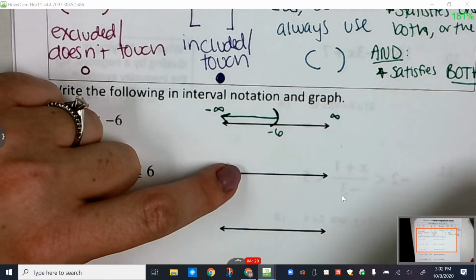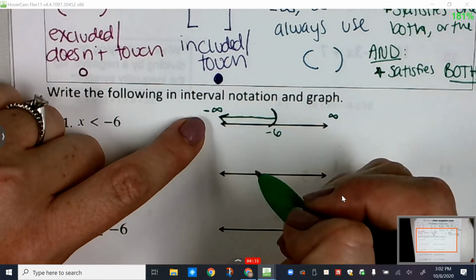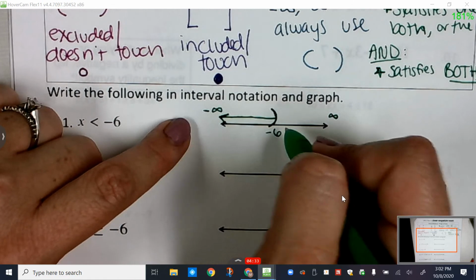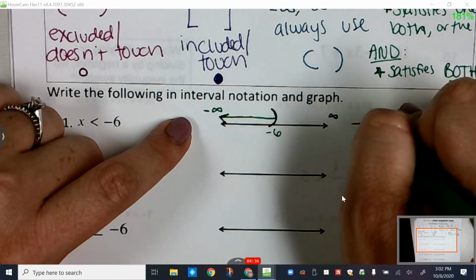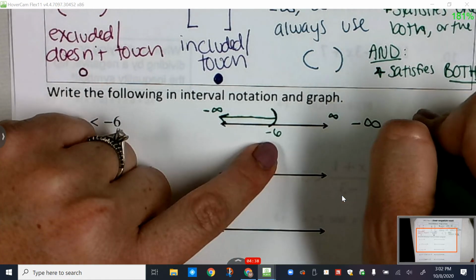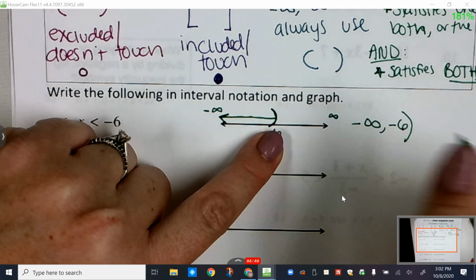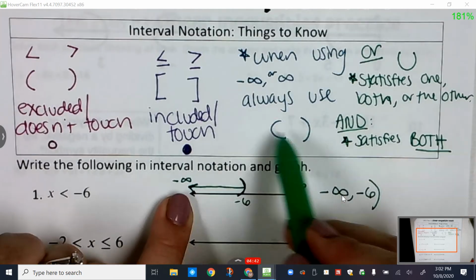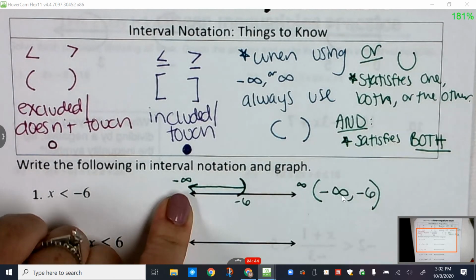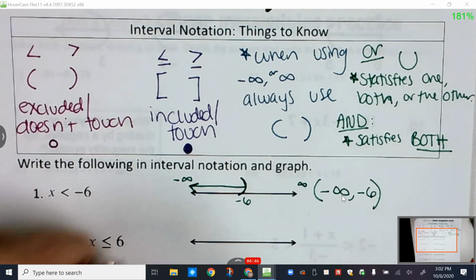We don't go to the right forever here, so the way you do this is you read the graph from left to right. The farthest left it goes is negative infinity, and the farthest right it goes is -6 with a parentheses. Remember, we said always use parentheses with your infinity. So there is your interval notation.